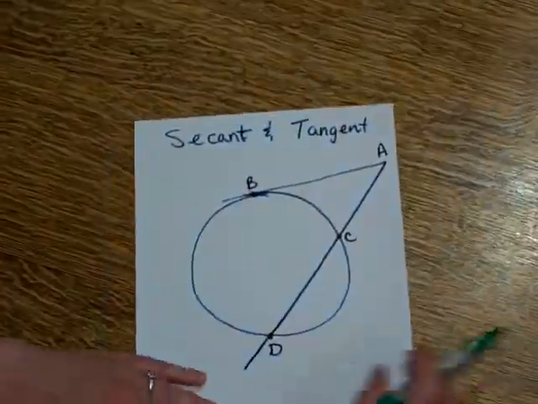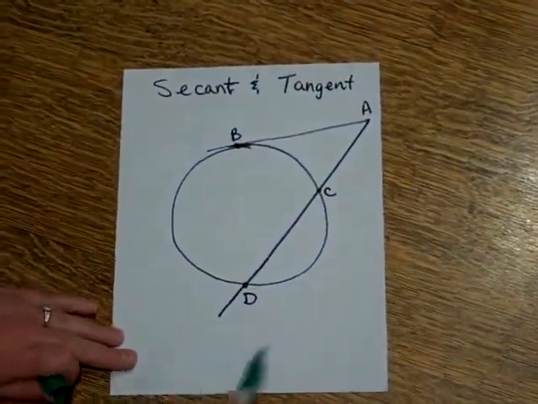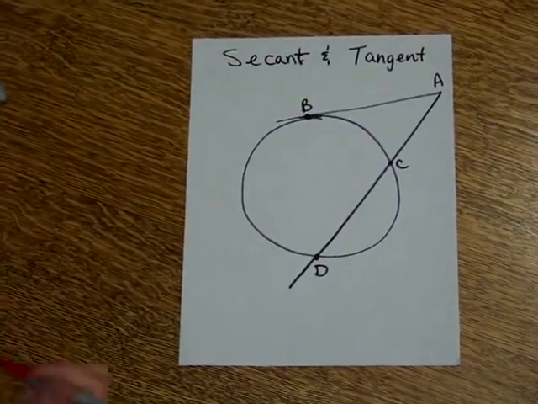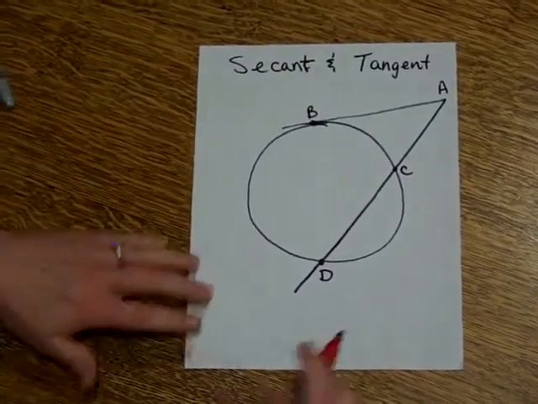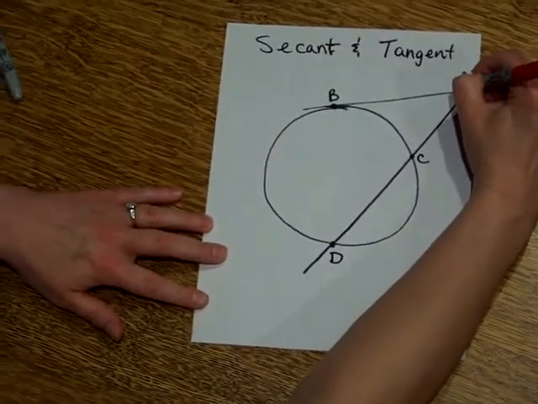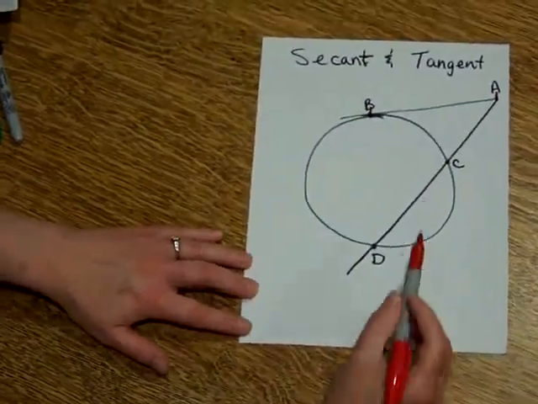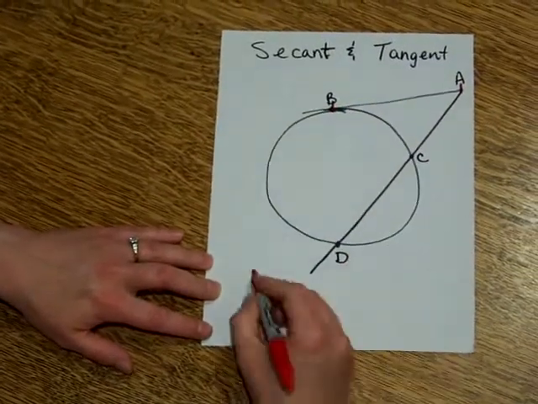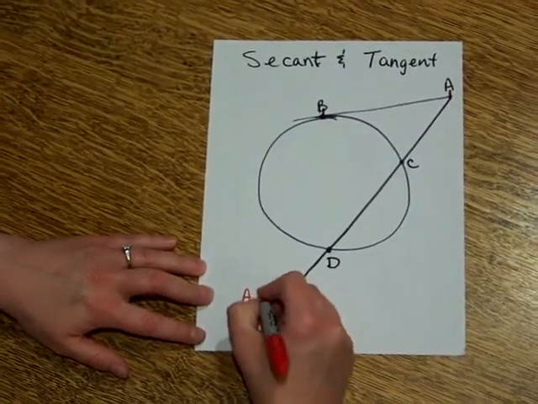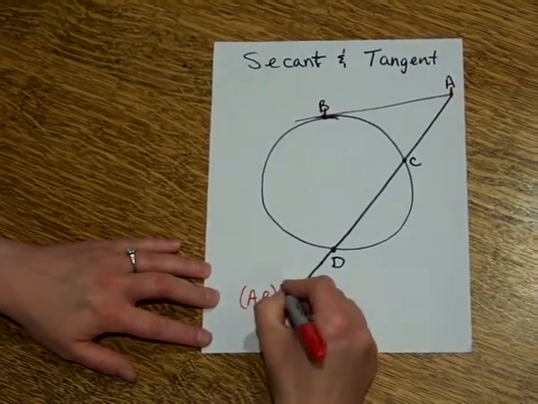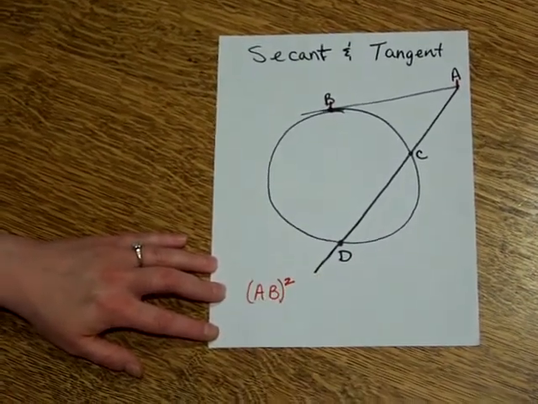Let's look at a secant and a tangent. A secant and a tangent are also going to be very, very similar. It is from the external point to the tangent point. Now look, this time we only have one point there. So it is AB times AB, which is AB squared.